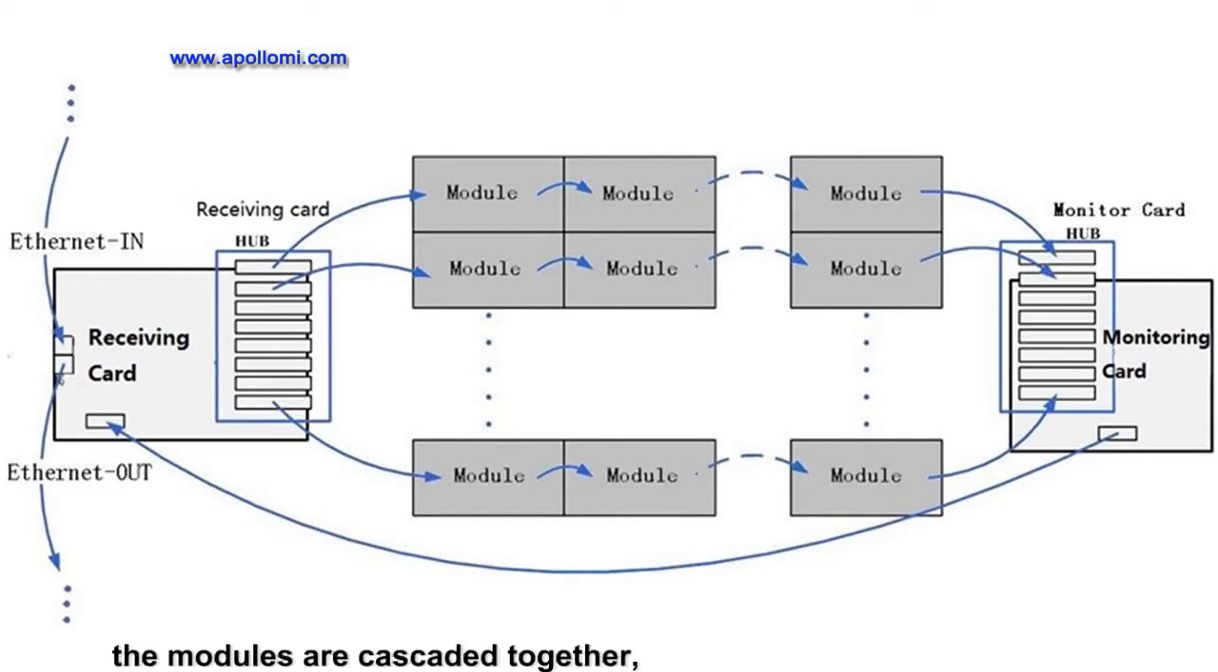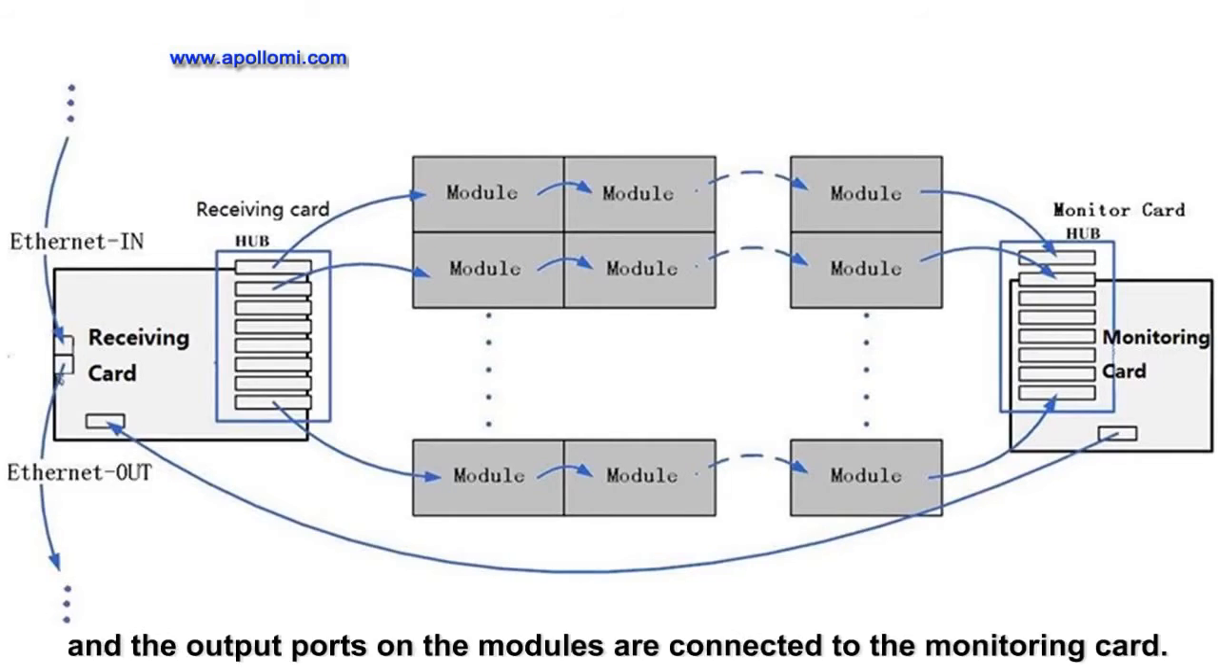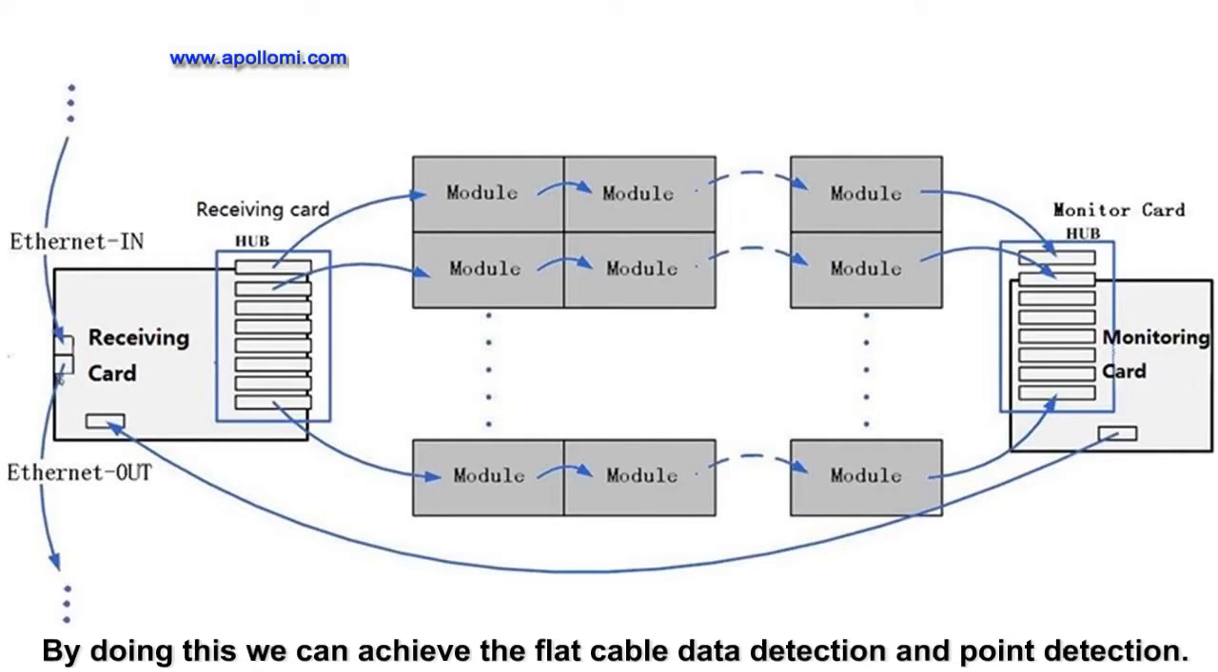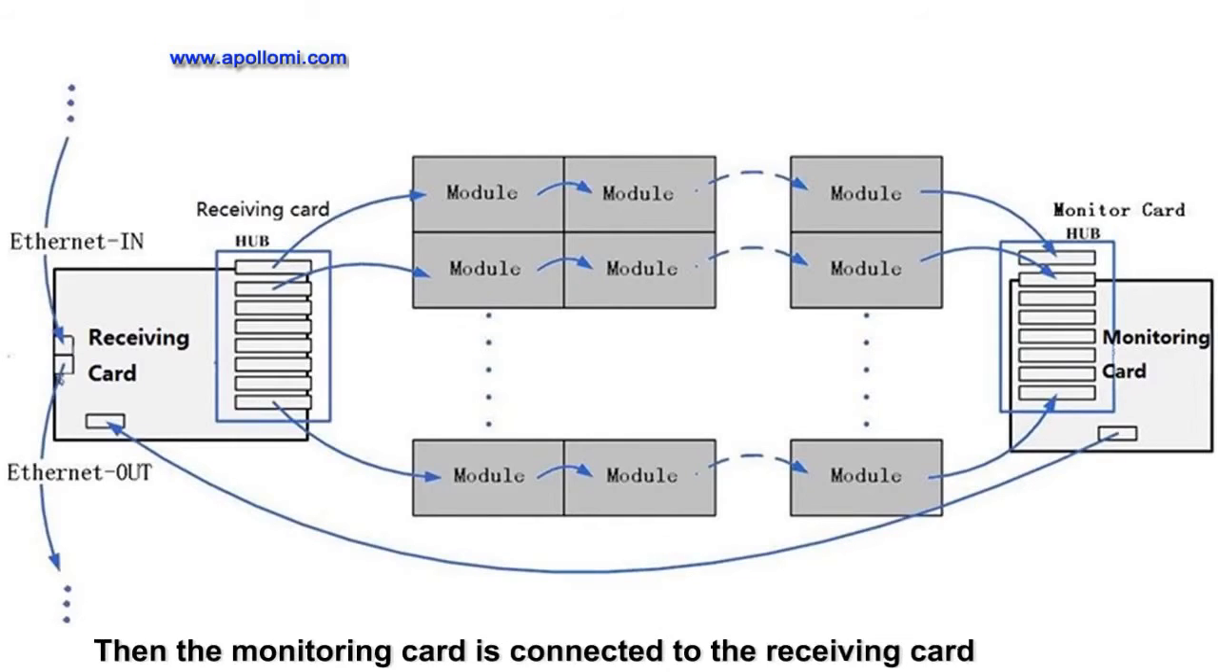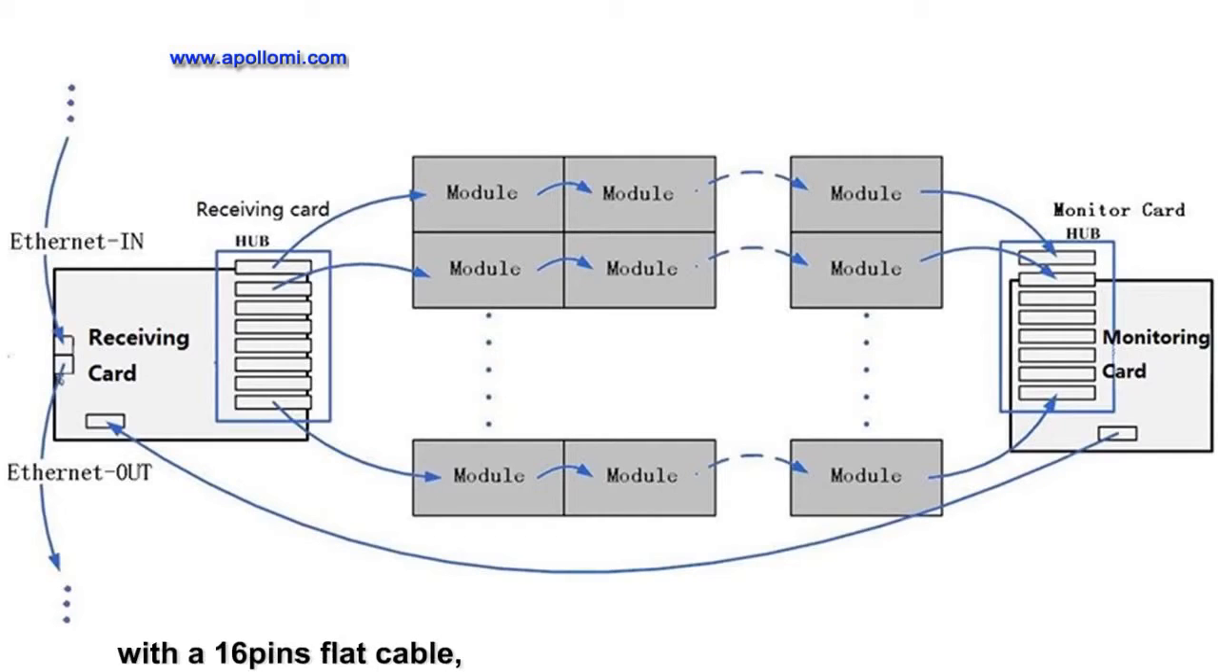The modules are cascaded together, and the output ports on the modules are connected to the monitoring card. By doing this, we can achieve the flat cable data detection and point detection. Then the monitoring card is connected to the receiving card with a 16-pin flat cable.